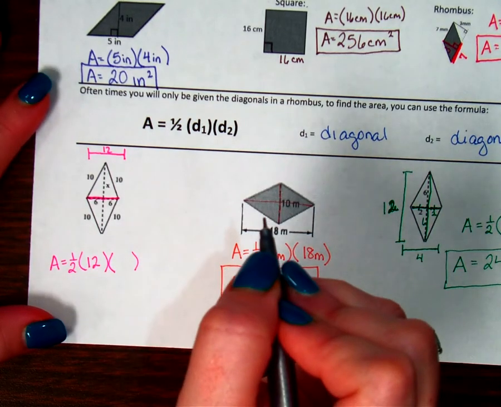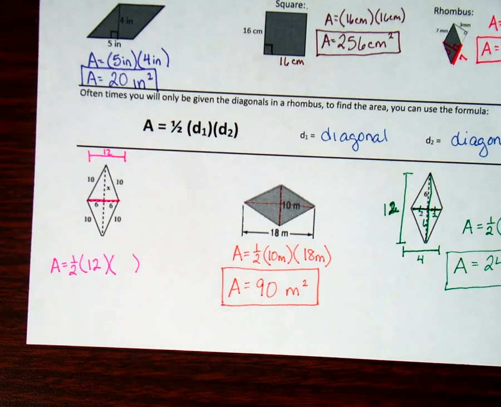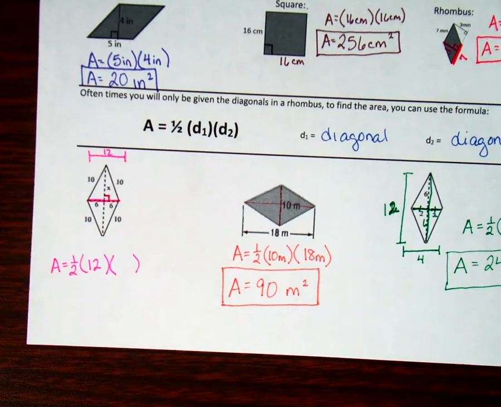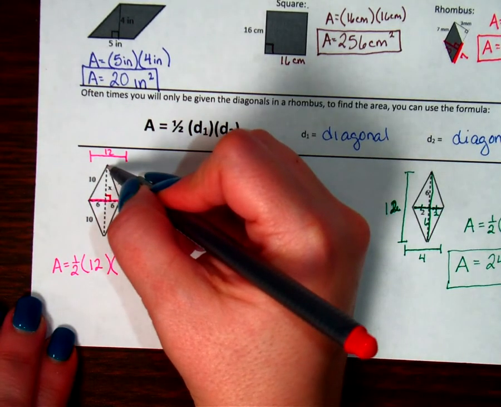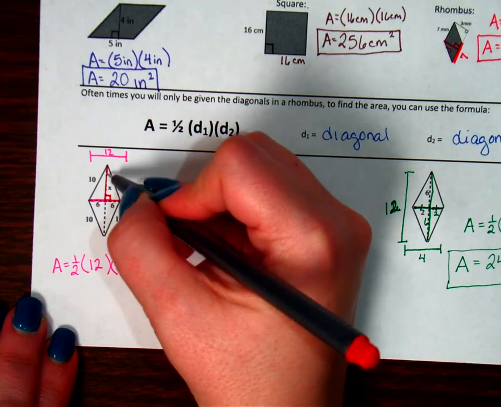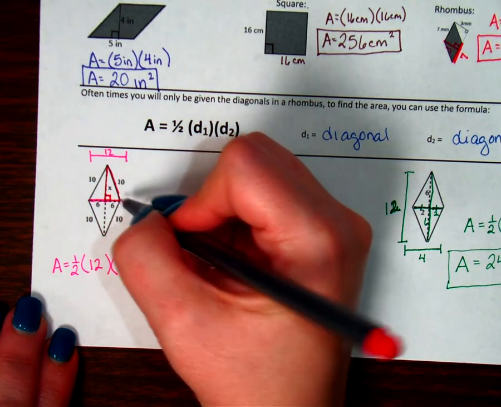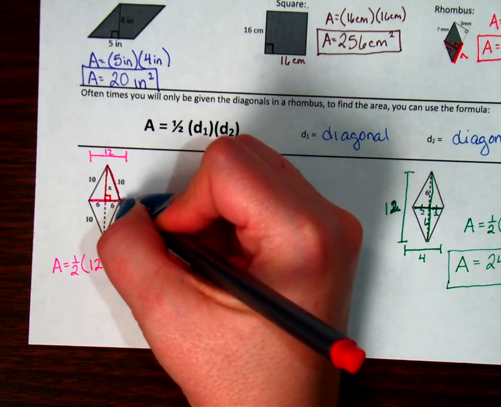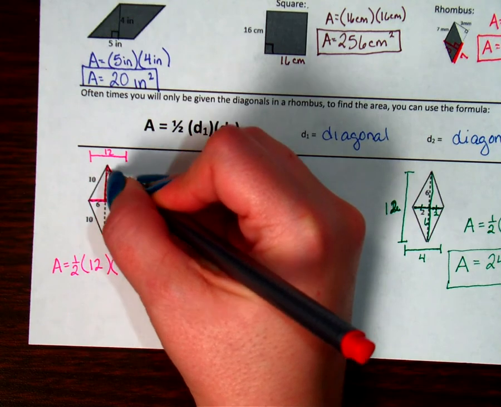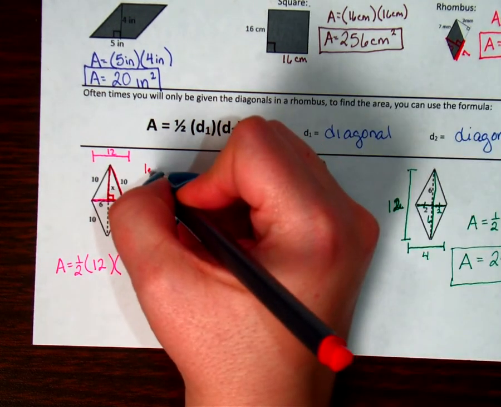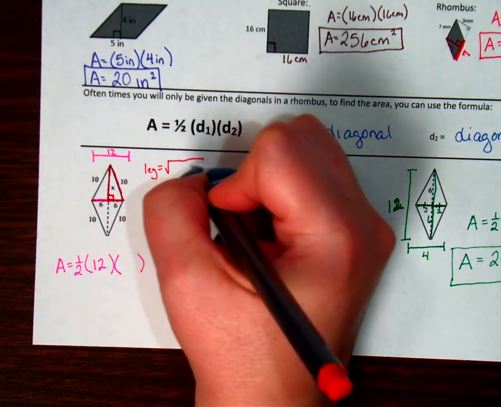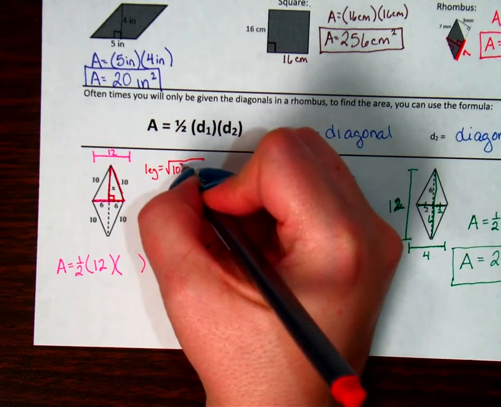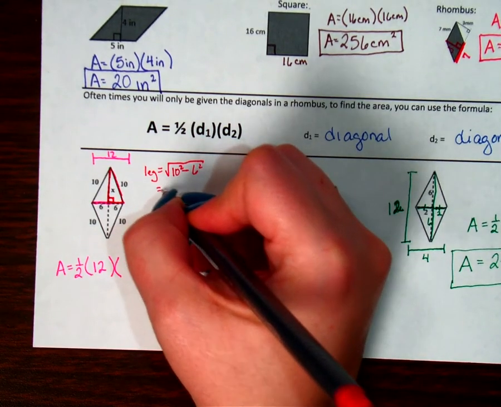Then I need to know what the other diagonal is. Now, since it's a rhombus, and only because it's a rhombus, I know that my diagonals intersect at a 90-degree angle. So guess what I make right here? I make a little right triangle where I know my hypotenuse is 10, I know one of my legs is 6, and I need to find this other leg. When I'm trying to find a leg in the Pythagorean theorem, I subtract. My numbers are 6 and 10. Always put the bigger one in first.